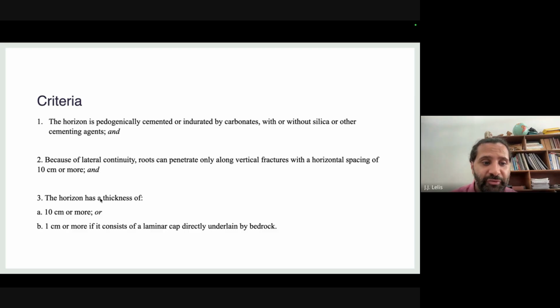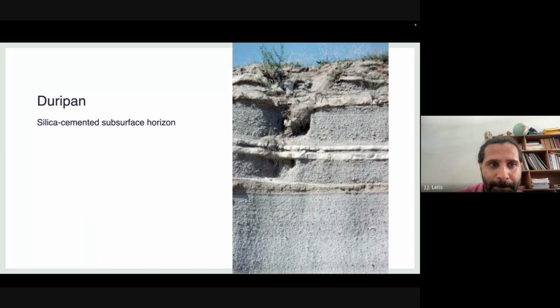And the horizon has a thickness of 10 centimeters or more, or 1 centimeter or more if we have just laminar caps. So, horizontal layers that are quite thin, okay? Just 1 centimeter will be enough. So you can see that these criteria are the opposite of the calcic horizons. The thickness of the cemented horizons should be thicker than the calcic horizon, okay?